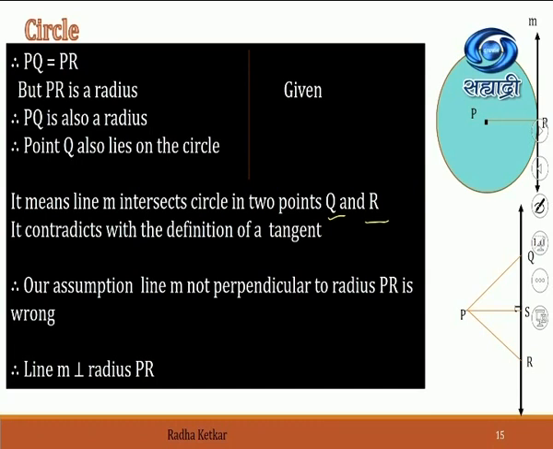So this is going to contradict with the definition of a tangent. A tangent has only one common point with the circle. That's why we are having a contradiction, and we are going to prove that our own statement was wrong. So it contradicts with the definition of a tangent, and that's why our assumption that line M is not perpendicular to the radius PR is wrong. Then what should be correct? Then line M should be perpendicular to radius PR.